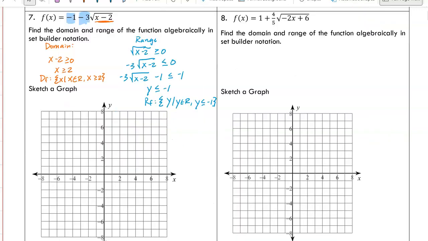Let's go ahead and indicate our first point, which is at (2, -1), right here. Then we're going to need some points. I can put a 2 in. No, I already did that.